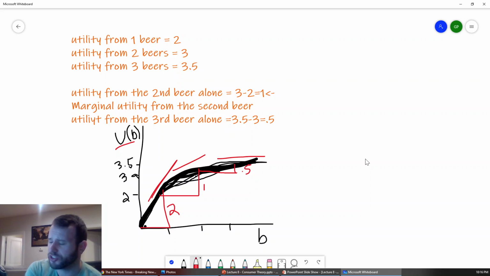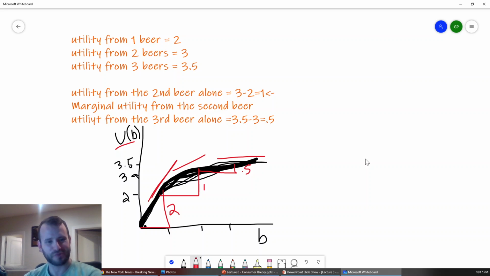But all this is to say is that I prefer the first beer to the second beer. I'd rather have 2 beers than 1 beer, but if I could relive the experience of the first beer twice, I'd prefer that to drinking a second beer, if that makes sense. Okay? I remember my first beer.